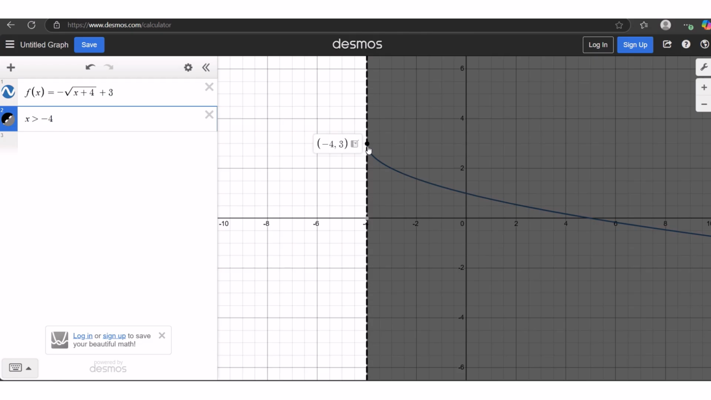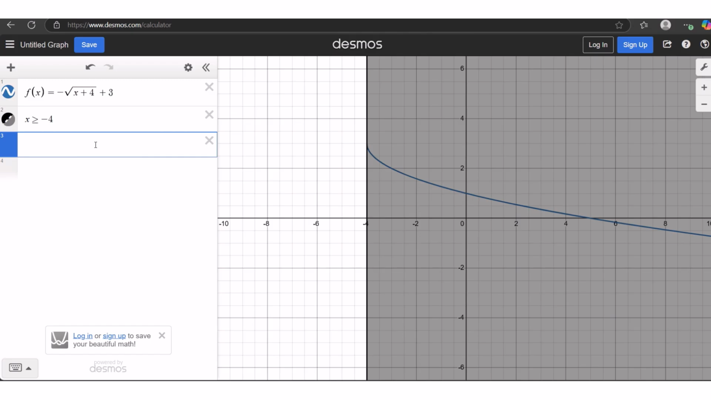The endpoint needs to be included, and it's sitting on that dashed line, which is not included. The way we can solve that is by, instead of saying x is greater than, we would say x is greater than or equal to. Now I have a solid line, and that solid line covers the endpoint, and the shaded region covers the entire function. So I am confident now that the domain of this function is x is greater than or equal to -4.